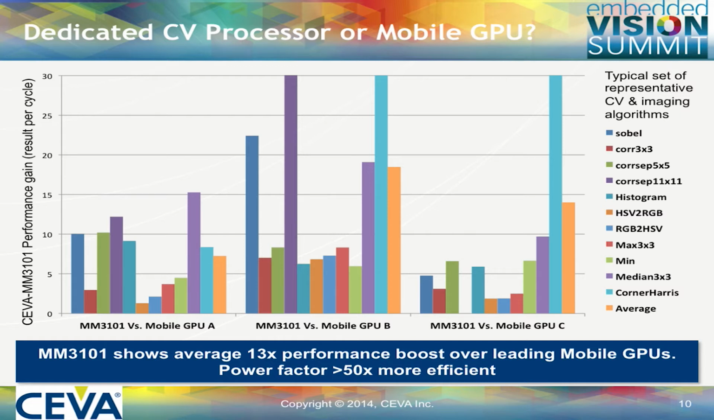And if we also take into account the fact that the GPU cycle is about 5 times more power expensive than the DSP, than the CEVA MM3101, then it's about 50 times more efficient than a GPU. So I hope this convinces you that the DSP option is the more efficient one in the sense of cycles and power.